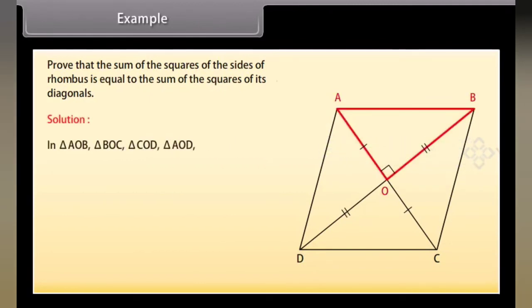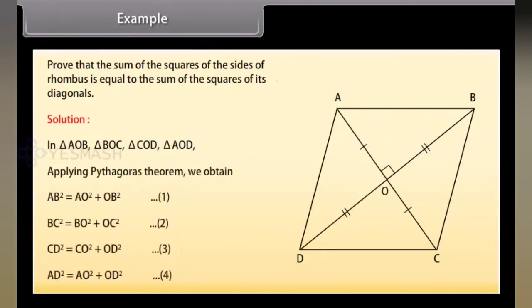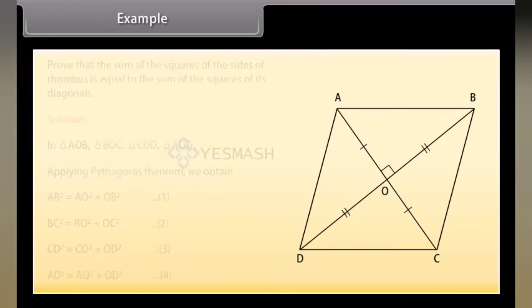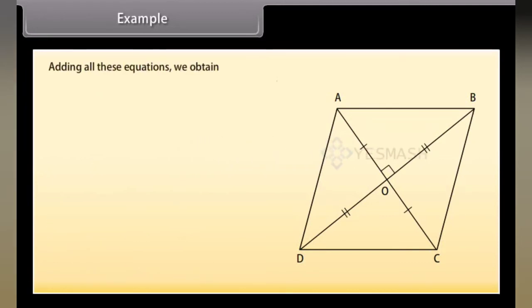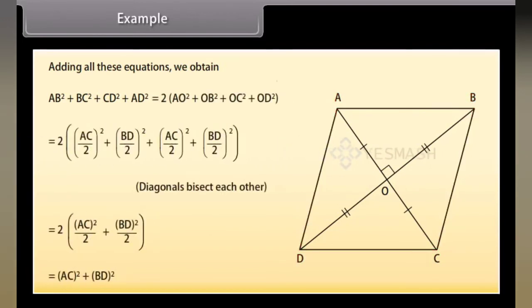In triangle AOB, triangle BOC, triangle COD, triangle AOD, applying Pythagoras theorem, we obtain these values. By adding all these equations, we obtain AB square plus BC square plus CD square plus AD square equals AC square plus BD square.